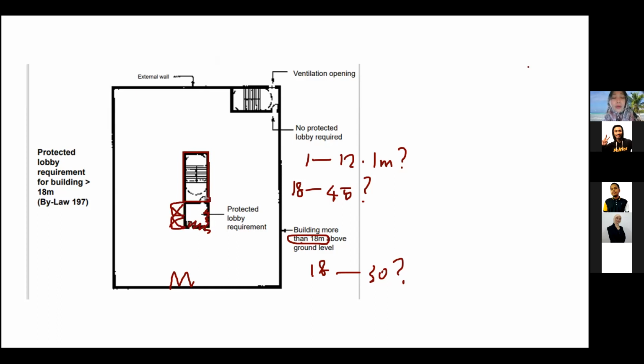No. Because the building is actually not more than 18 meters above. So if 18 meters above, you need to have the protected lobby. Protected lobby tu ditutup tau. Ada dinding. Ada pintu rintangan api. There's a firewall, fire door. Okay. This happens when the building is more than 18 meters above ground level. Bertutup. Okay. If less than that, no wall here.